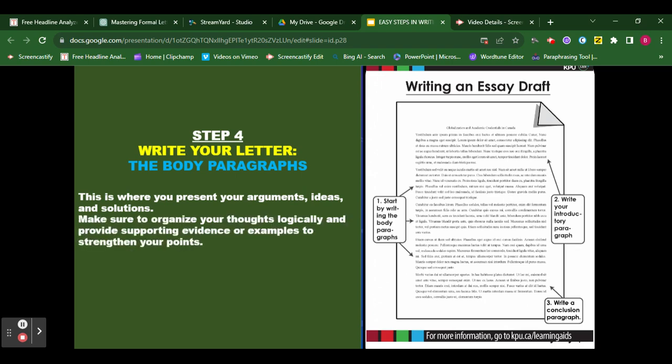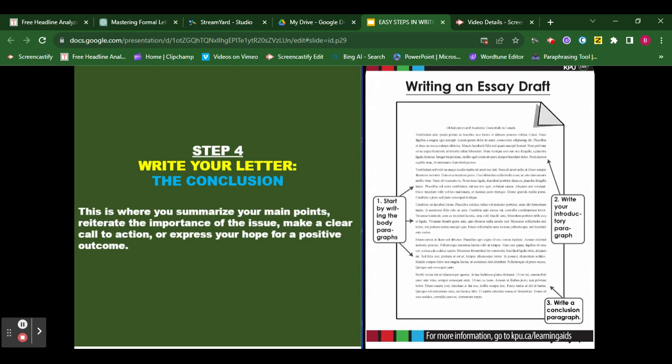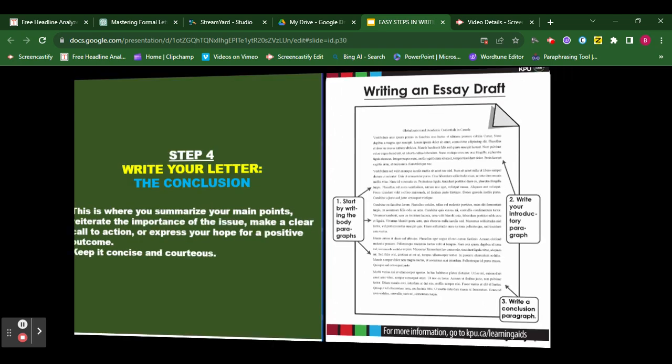Okay, now you need to make sure to organize your thoughts logically and provide supporting evidence or examples to strengthen your points. Next, still under step 4, which is write your letter, you are going to now write the conclusion. Okay, this is where you summarize your main points, re-emphasize or reiterate the importance of the issue, make a clear call to action, or express your hope for a positive outcome. Keep it concise and cautious. Okay, that's really important.